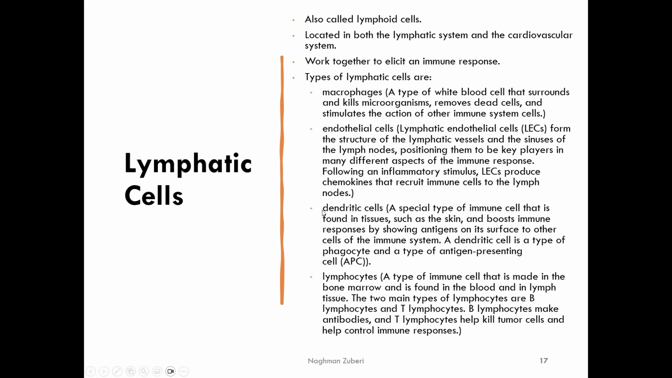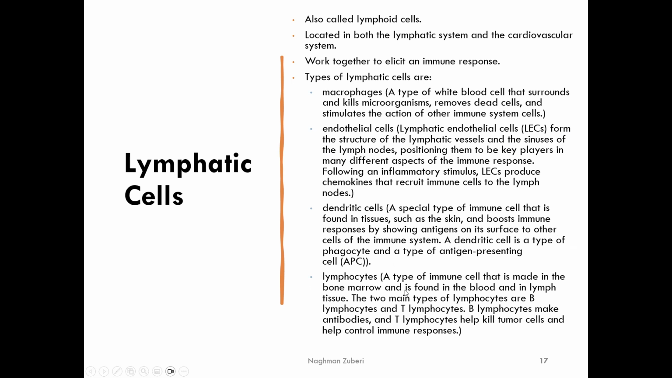Then comes the dendritic cells. A special type of immune cell that is found in tissues such as the skin and boosts immune response by showing antigens on its surface to other cells of the immune system. A dendritic cell is a type of phagocyte and a type of antigen presenting cell, which is also known as APC, antigen presenting cell.